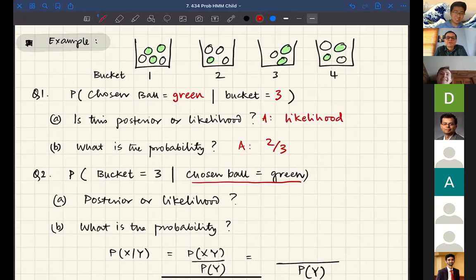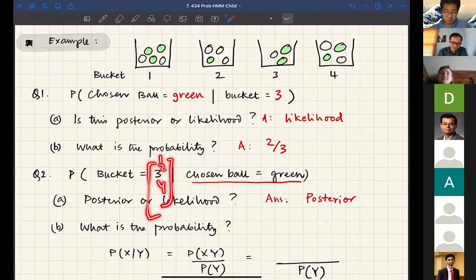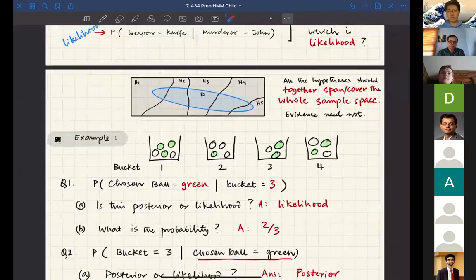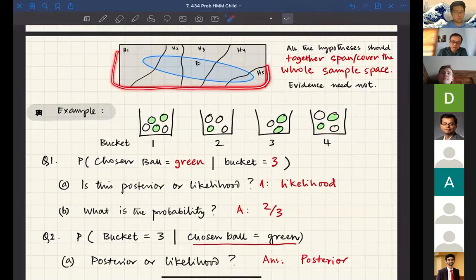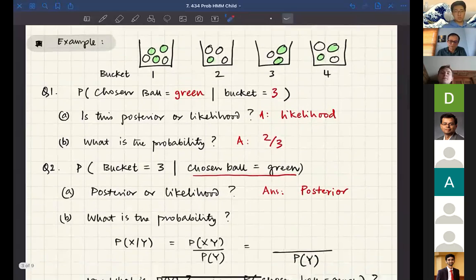Okay, show 1 finger for posterior, 2 fingers for likelihood. Very good. This is posterior. And this is clear why, right? Again, you can write 1, 2, 3, 4. You know the whole sample space. This one, you only know green. You don't know the whole sample space. You don't know all the colors that are possible. So when you're trying to find which one of the whole sample space, that's the hypothesis.